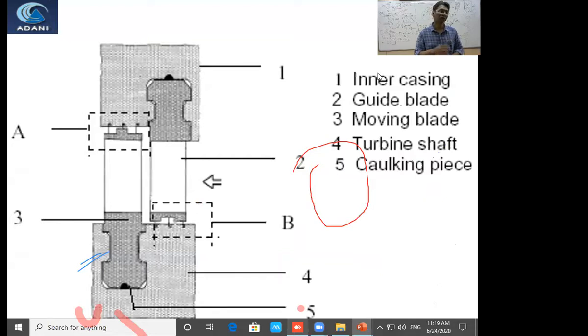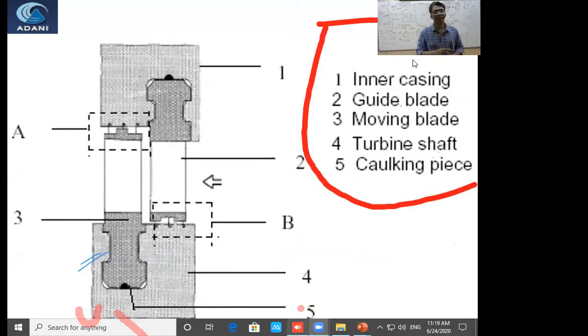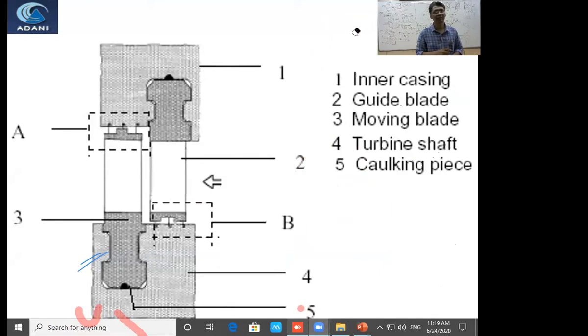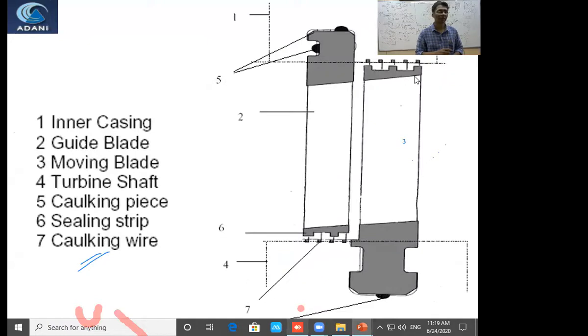How are the roots designed? They are designed as T-type roots. They are fixed into the rotor or stator. This is how the steam is flowing. Next. And that is the blade tip, how the tip is being sealed to prevent interstage leakage. Inner casing, guide blade, moving blade, turbine shaft. Next.